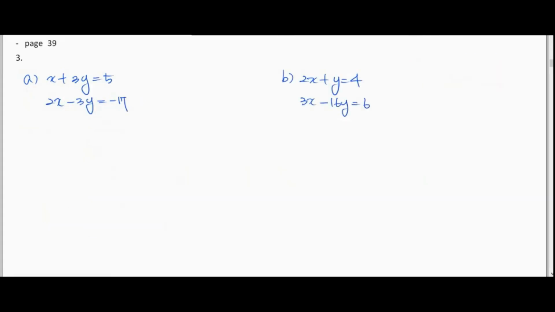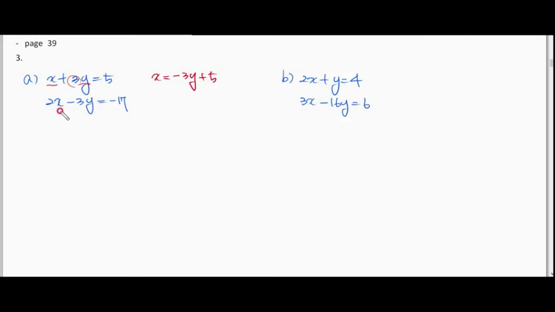This is question 3. It asks us to decide which variable to isolate in one of the equations in each system. Then substitute for this variable in the other equation and solve the system. In this case, it's easier to isolate the variable that has a coefficient of 1. So coefficient of 1, coefficient of 3. In this case, it's better to isolate x instead of y. So then x equals negative 3y plus 5.